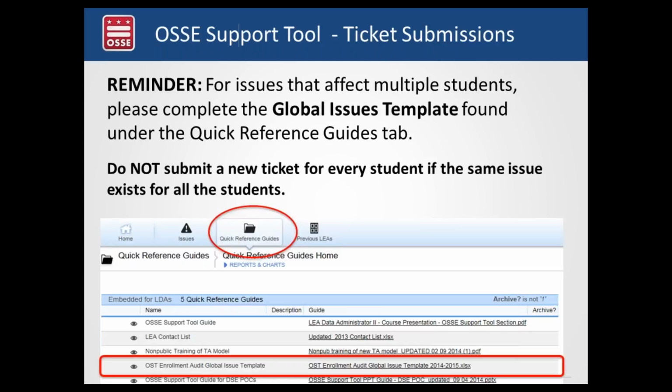A quick reminder about the OSSI support tool when you are submitting tickets. Recently, we've had a number of users where they have an issue that affects multiple students, and they put in multiple tickets for the exact same issue for all of these students. So if it truly is the same issue affecting multiple students, just do one ticket and then use the global issues template, and in that template you can type in all the names of the students that it affects. And so that's more efficient for you and more efficient for OSSI in solving the problem. So here's where you can find that global issue template.